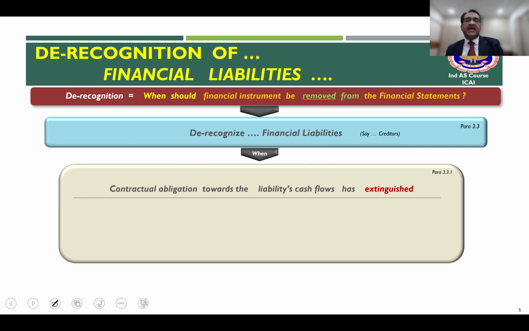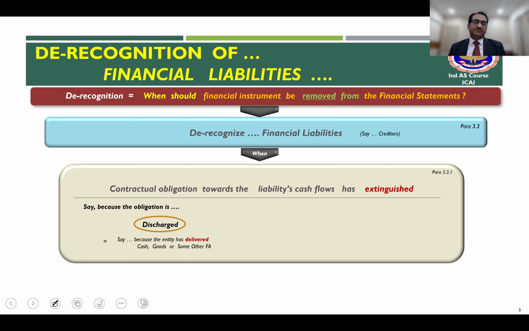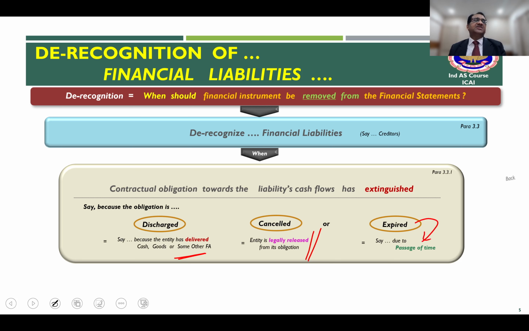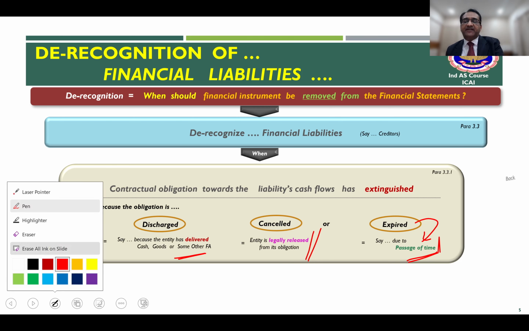Now, when we say extinguishment of the cash flows related to the liability, that extinguishment can happen because the entity has discharged its obligation under the financial liability. For example, discharge may happen because the entity pays cash to discharge its obligation, or by issuing some goods or some other financial asset, or the cash flows related to the financial liability could have been cancelled or expired. Cancelled means the entity is legally released from its obligation, whereas expired means the cash flows related to the financial liability expire because of the passage of time. So this is the generic requirement under IFRS 9 or Ind AS 109.